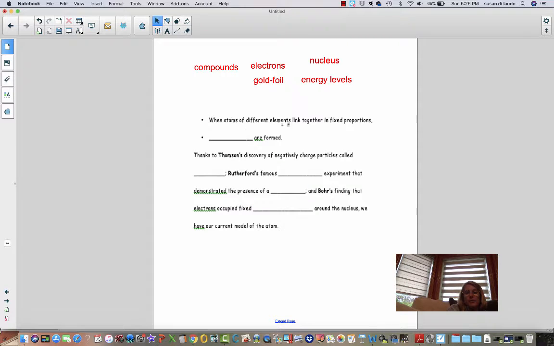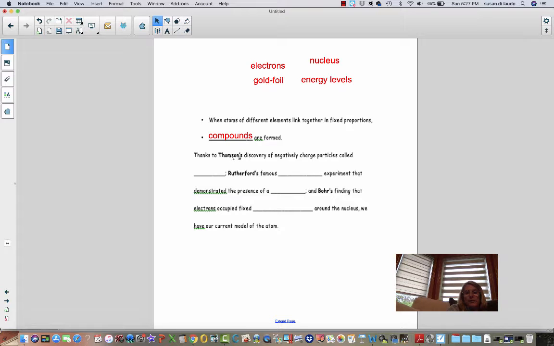He also said, Dalton said, when atoms of different elements link together in fixed proportions, they form compounds. So we're going to take a look at compounds today. We did this in grade 9 as well. We talked about ionic and we talked about molecular. We're going to continue that in grade 10. We're going to expand it a little bit. We're going to tell you about more compounds than we did in grade 9.